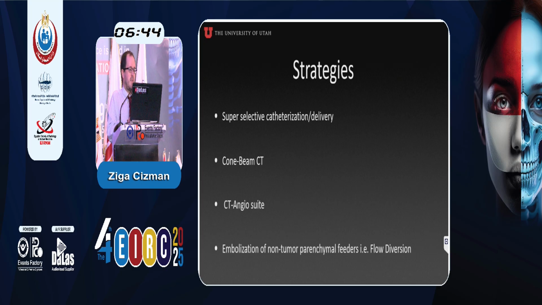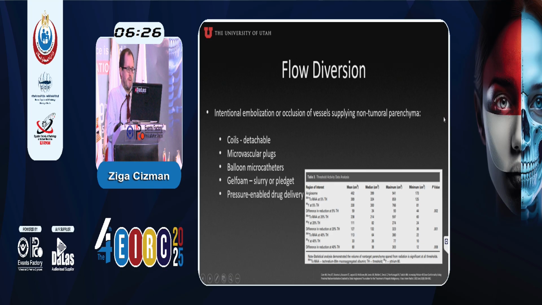These include super selective catheterization, extensive use of cone beam CT to find small branches. If you have the ability to use a CT angio suite, those are great, even more detailed imaging. Or embolization of non-tumor parenchymal feeders, i.e. flow diversion. And so flow diversion is intentional embolization or occlusion of vessels supplying non-tumoral parenchyma. It can be done with detachable coils, microvascular plugs, balloon microcatheters, gel foam, either in slurry or pledget form, or pressure-enabled drug delivery devices.